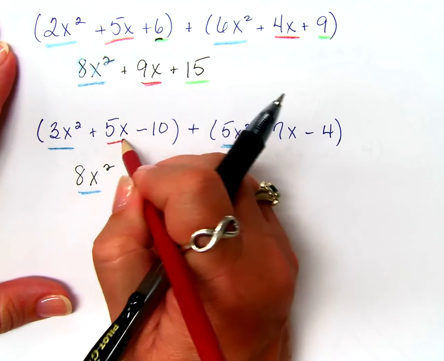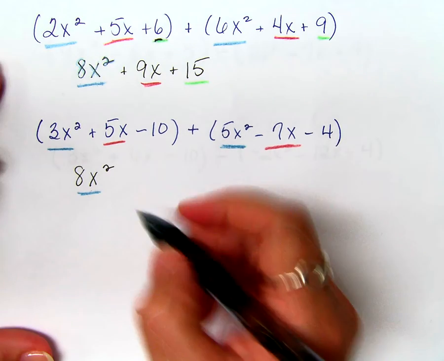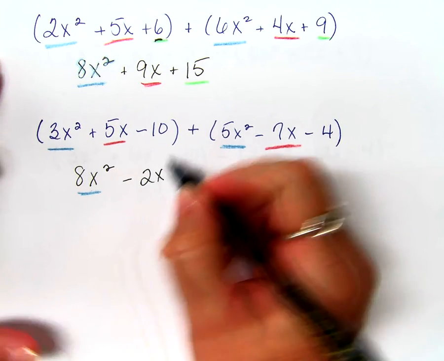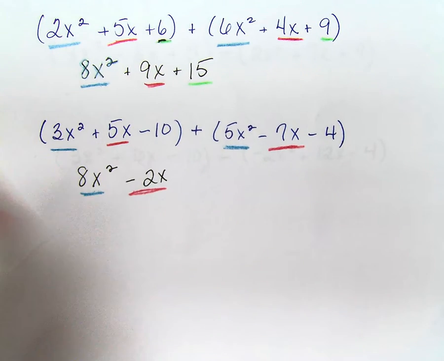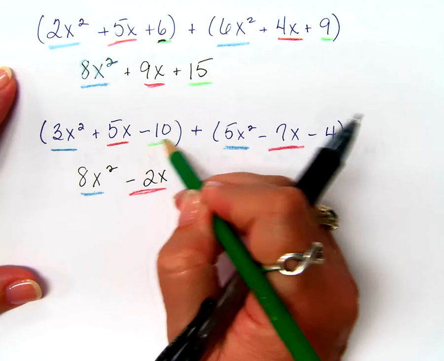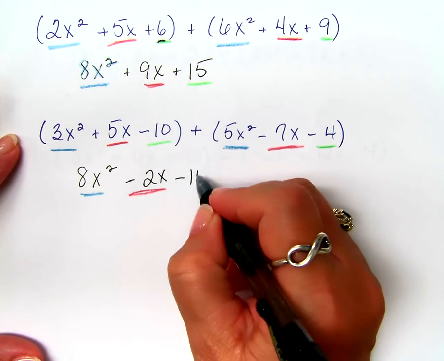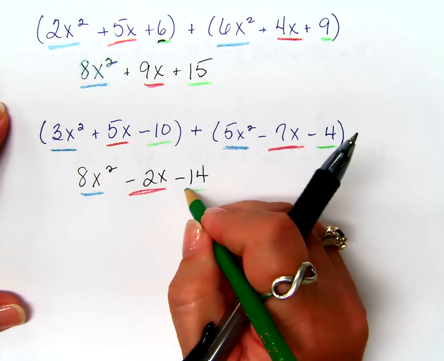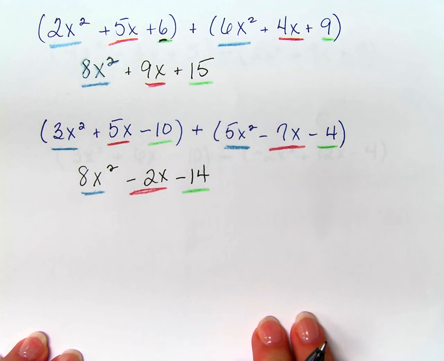What happens if I add 5x and negative 7x? Negative 2x, right? Negative 2x, okay? Again, what do I get if I add negative 10 and negative 4? Well, negative 14. Okay? Any questions? If you have some, wait till I get back and ask me then.